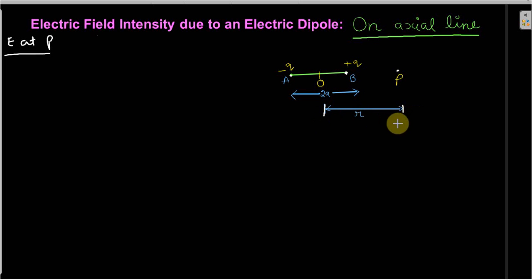Now we will calculate the electric field. As we know, for a positive q charge, what is the direction of the electric field lines?